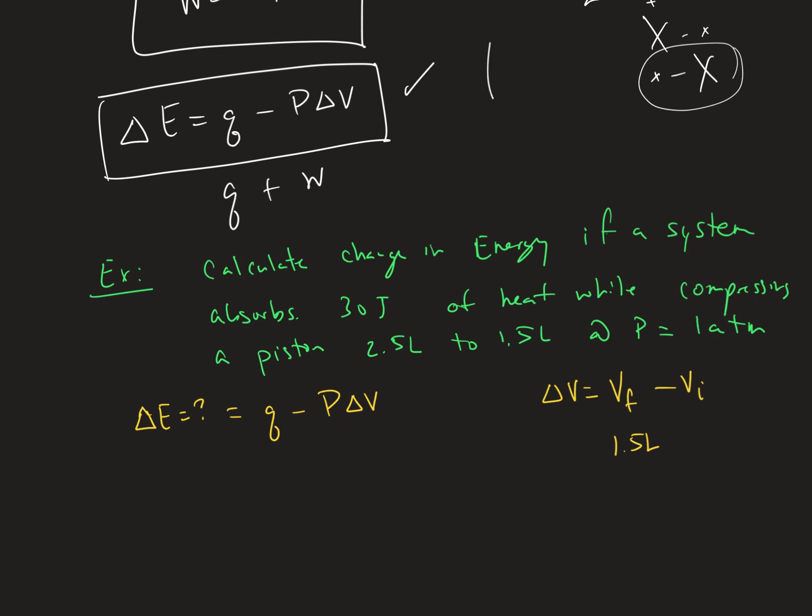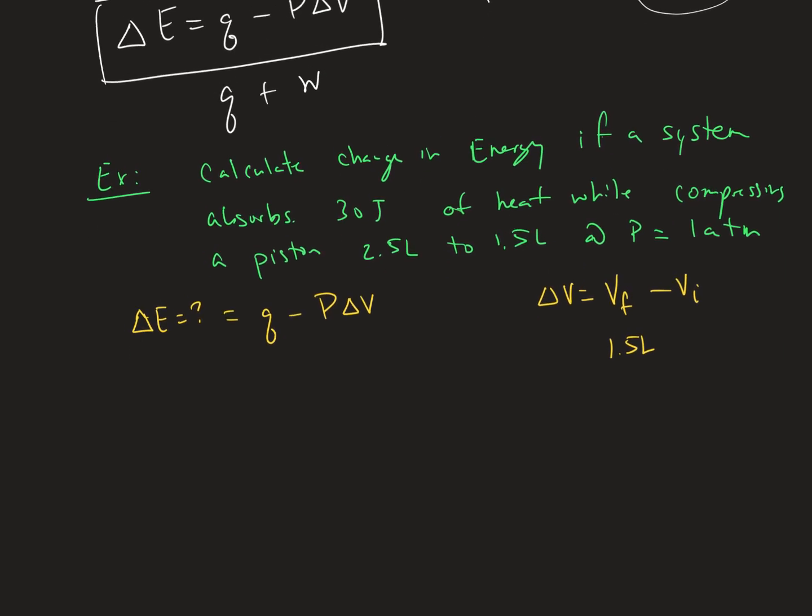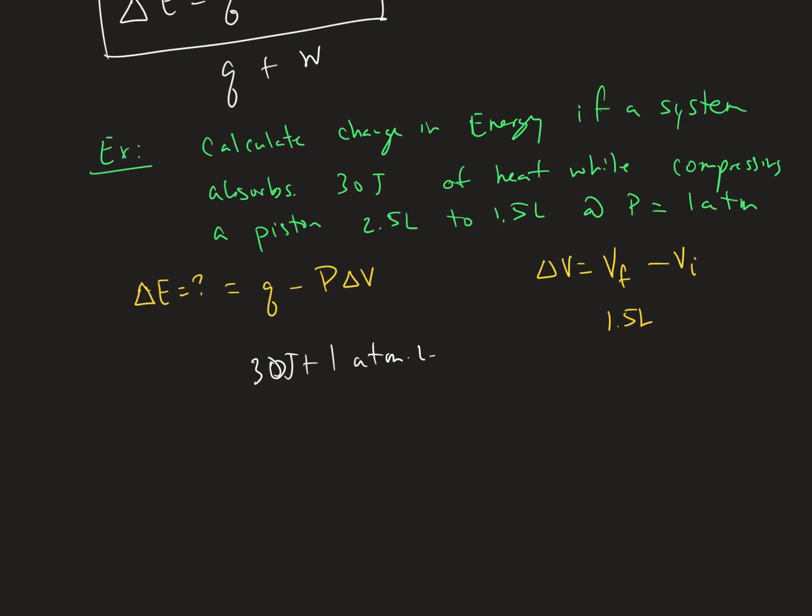Here we go. It's getting warm here. All right, so got rid of a little bit, right? So 30 joules plus 1 ATM liter. I'm going to do something just real quick, guys. Okay. So 30 joules plus 1 ATM liter. So we know that 1 ATM liter is equal to what?